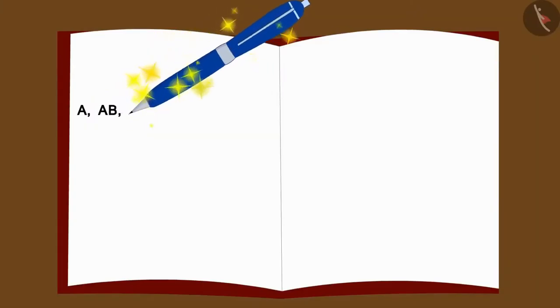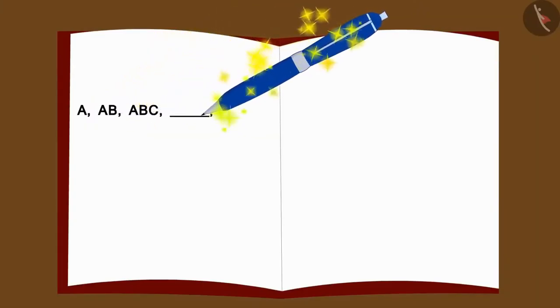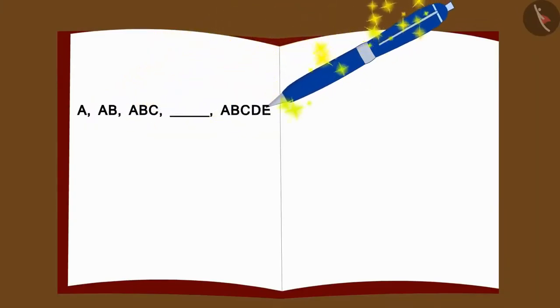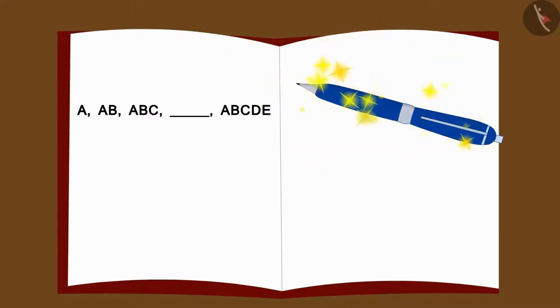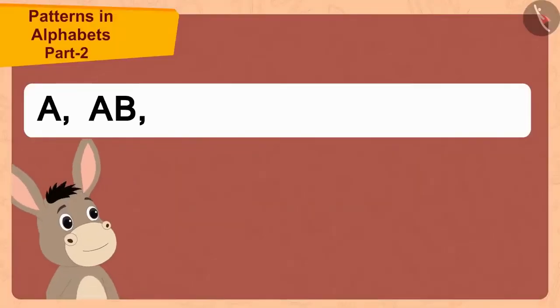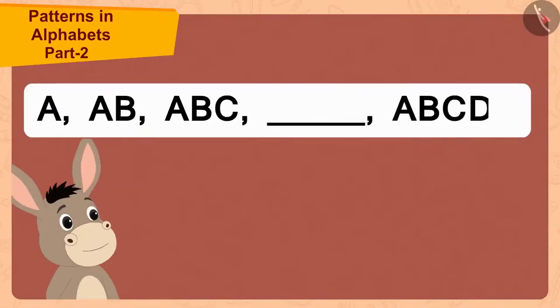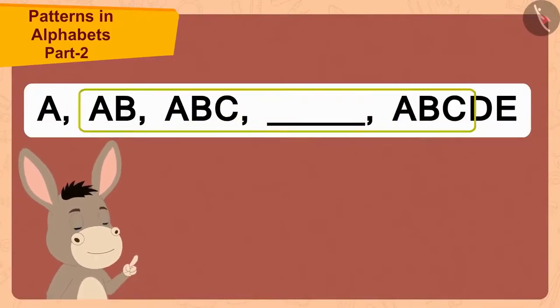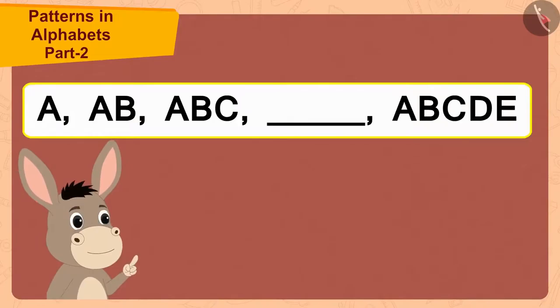Now, once again, the magical pen started writing itself. This time, the pen has written such a pattern. Bhola was shocked. He could not understand the rule of this pattern. Children, can you help Bhola find the rule of this pattern? If you want, you can stop the video and find the answer.